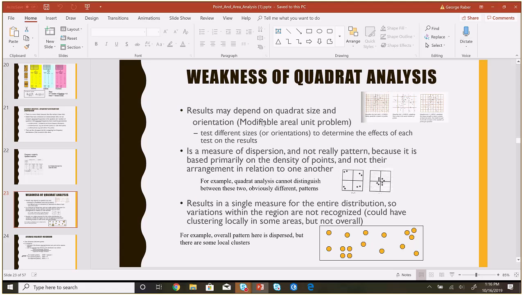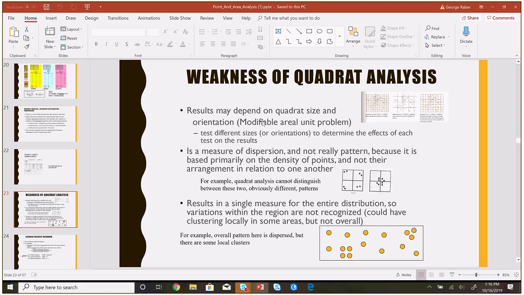Okay. Now there are some disadvantages to using the quadrant analysis. One is that it really depends on what size you use as your quadrants. So if you think about this particular data set here, these two right here would have the same value for the mean ratio, and therefore they would test the same, even though they look totally different. You can argue that one's clustered and one's dispersed. So really, it's a measure of dispersion, not really pattern.